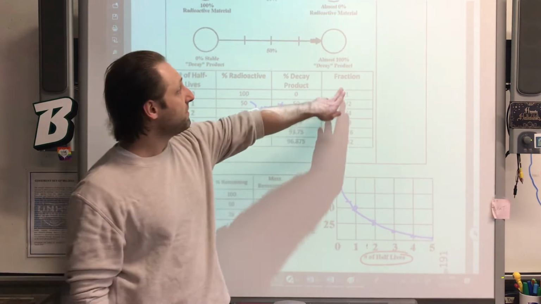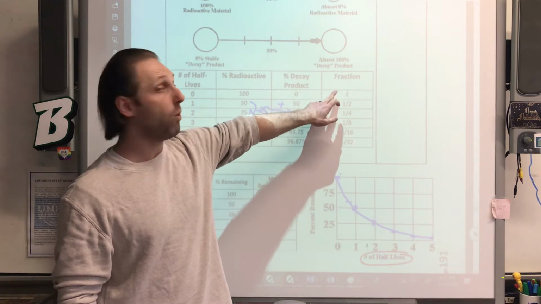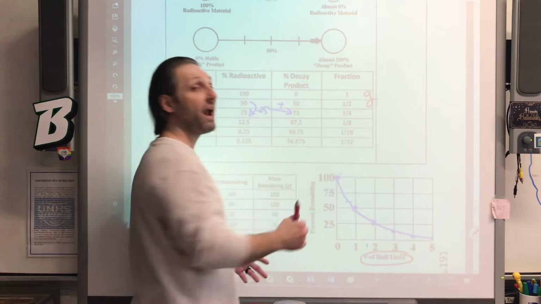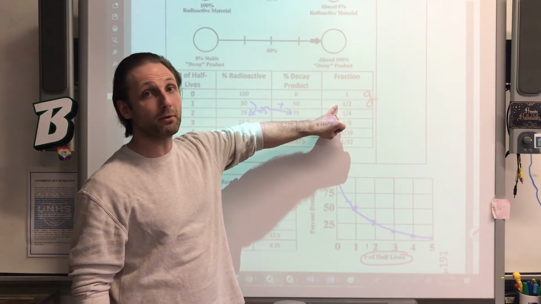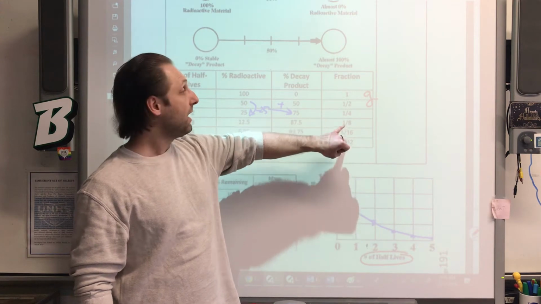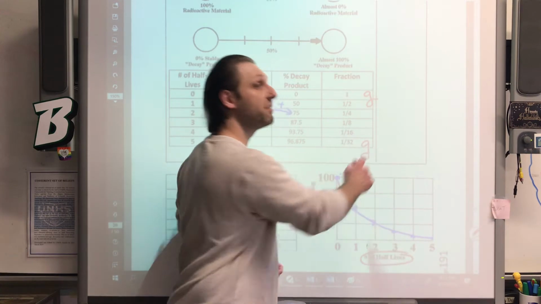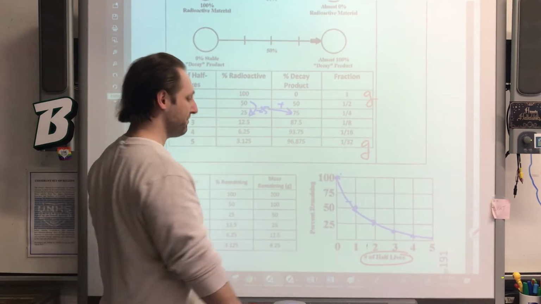As we can see, the fraction of decreased radioactive amount from the original whole, okay? So if we were to say that this was 1 gram, this is like saying there's a half a gram of radioactivity left in the sample. Then a quarter of a gram, an eighth of a gram, a 16th and a 32nd of a gram is left, okay?